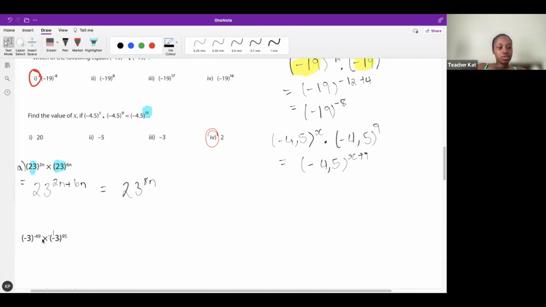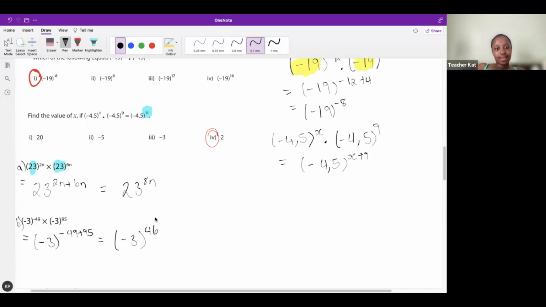All right, here's our next one. Next one's over here. We have negative 3 to the power of negative 49 times negative 3 to the power of 95. Okay, let's see. This is B. So we have negative 3 to the power of negative 49 plus 95. And my answer will be what? Negative 3 to the power of 46.